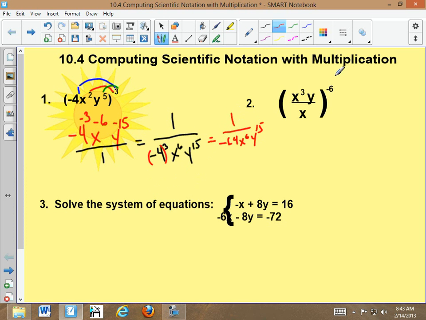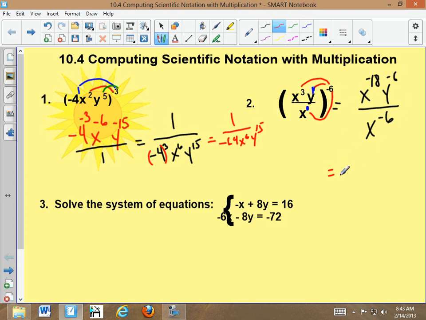Okay? This one I have to multiply all of the exponents by -6. And what didn't I do first? I didn't write in my 1s. That's raised to the 1st power. That's raised to the 1st power. So this gives me x to the -18th power times y to the -6th power all over x to the -6th power.